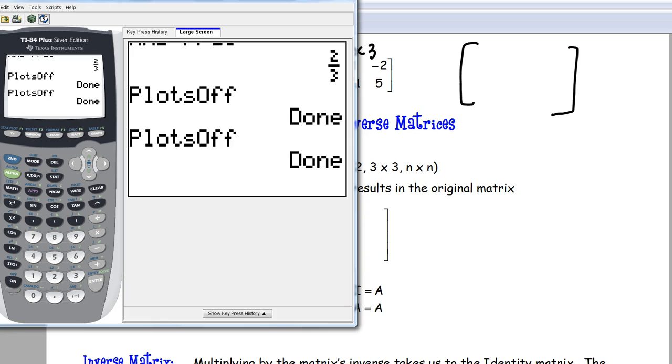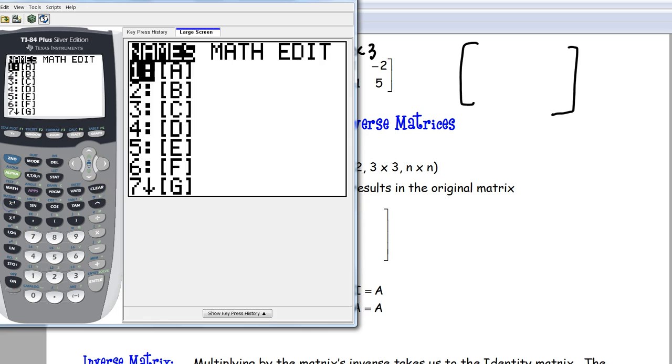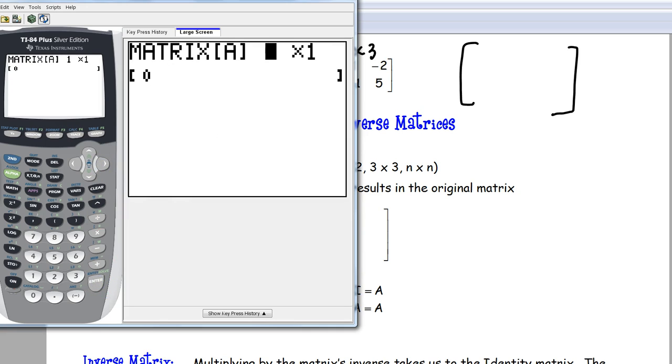So here's what we do. You're going to go to second matrix. You're going to go over to edit, and I'm going to edit matrix A. You can edit whichever ones you want. My first matrix is a 2 by 2. I'm just pressing enter, and then you literally just plug in your numbers and you press enter after each one.